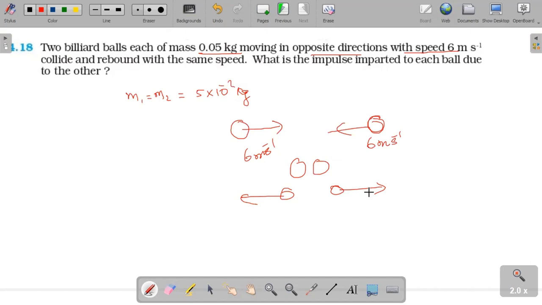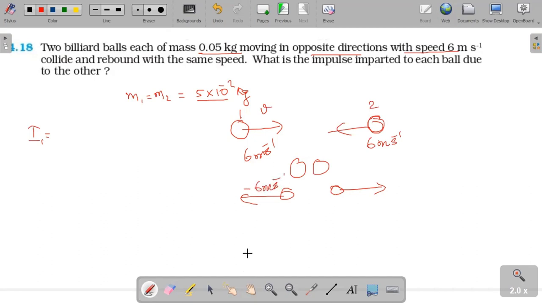Now we have to think about each ball separately. This is the first mass, this is the second mass. What is the impulse formula? Impulse on the first mass is the change in momentum. In the first case, the mass is M1 and the velocity V is 6 meter per second.